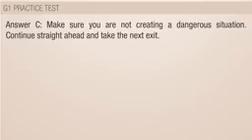Answer C. Make sure you are not creating a dangerous situation. Continue straight ahead and take the next exit.